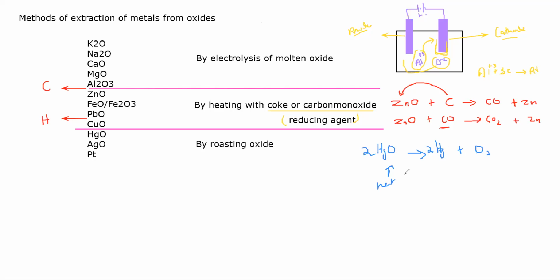So the equation is balanced now. This process is called roasting. These are the techniques which can be used to separate metals from their oxides.